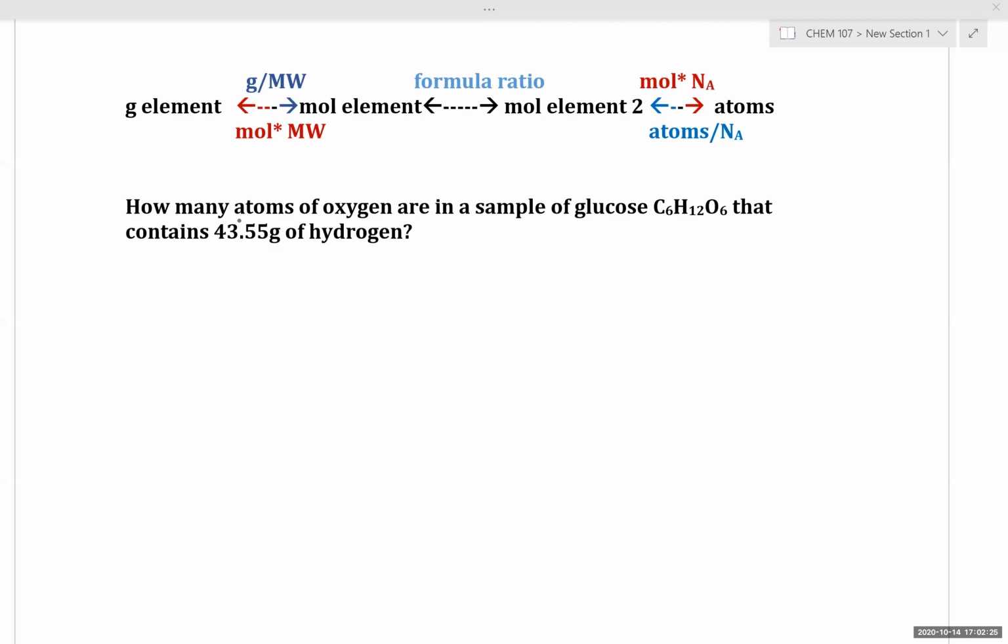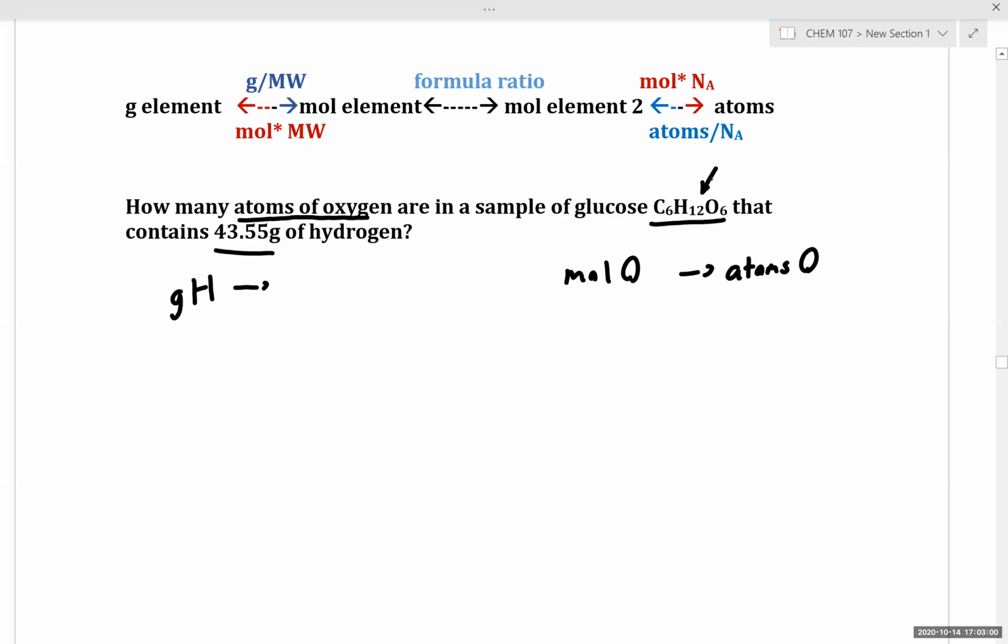We're asked how many atoms of oxygen are in a sample of glucose. We're given the formula that has 43.55 grams of hydrogen. Okay, so we're given the grams of hydrogen, and at the end of this whole process, we want to report the atoms of oxygen. Now, how in general do we calculate atoms? How do we calculate atoms? Moles. Moles, yep. So we're going to go to the moles of oxygen.